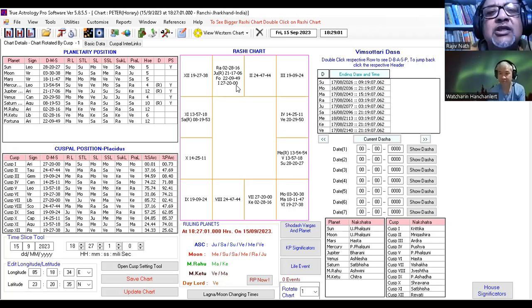Now just notice, Rahu and Jupiter are in Aries. Saturn is in Aquarius. Mercury is in Leo. Moon and Mars are in Virgo.